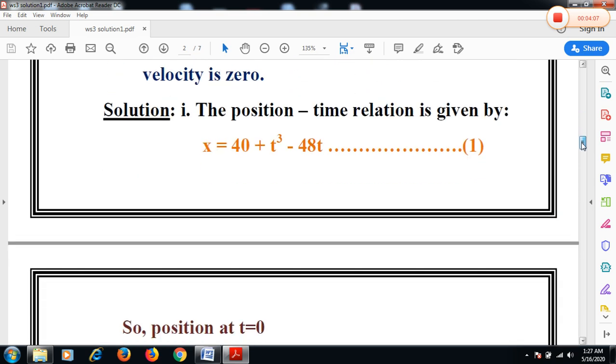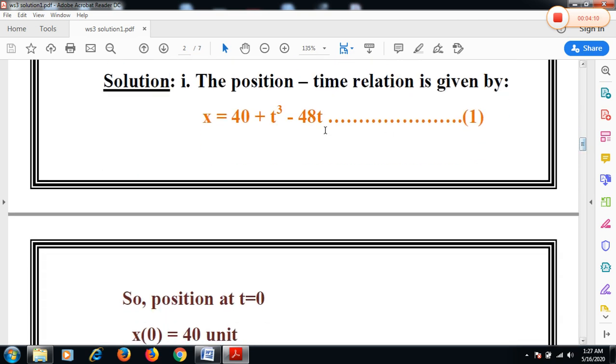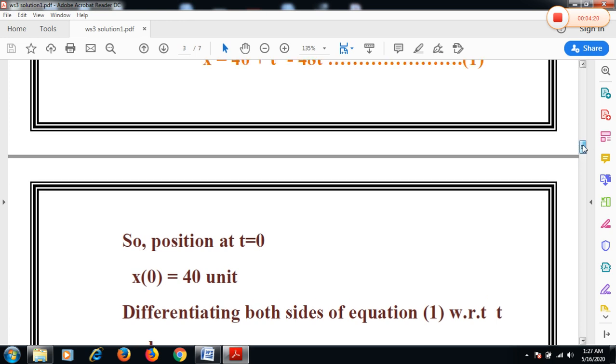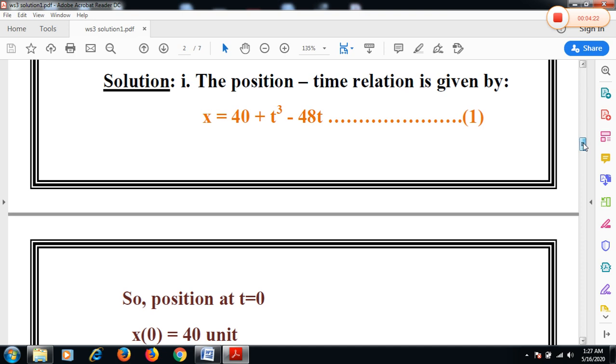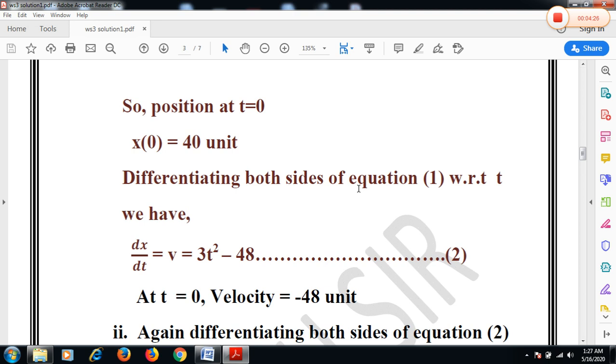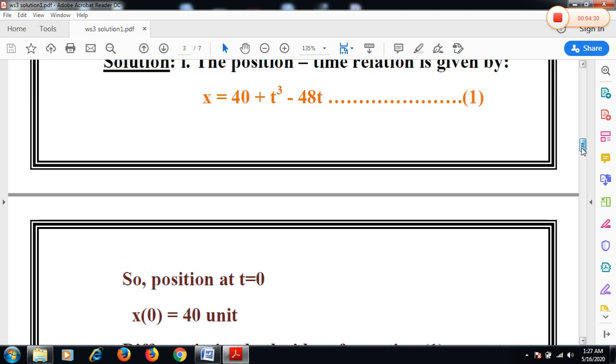Part number 1: the position-time relation has been given like this. It has been given already in the problem. So we need to find the position at t equals 0. Putting 0 in equation 1, we have x equals 40 units. Okay. Now differentiating both sides of equation 1. What is equation 1? That is this equation, x equals 40 plus t cube minus 48t.